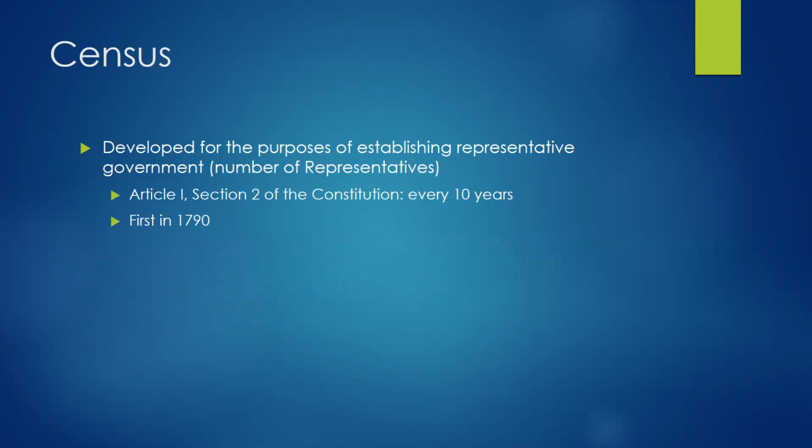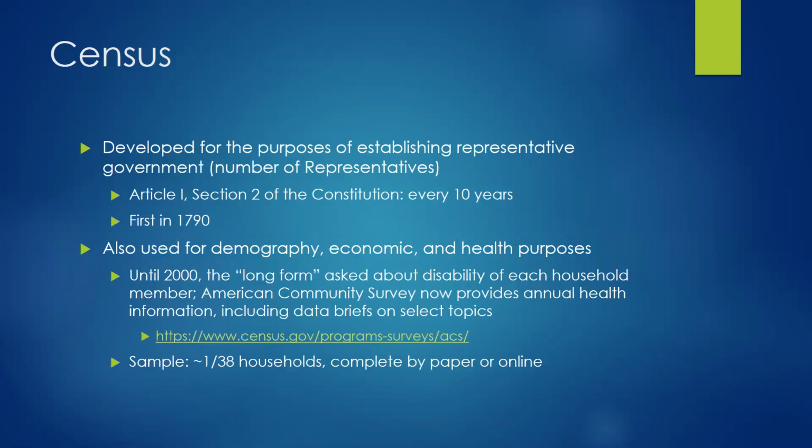The purpose of the census is not to give us health-related information, although it does a nice job of doing that. It was developed to establish the number of representatives that each state and district has. So this is actually part of the Constitution that we need to do this every 10 years, and the first one was done in 1790. But in addition to collecting just the number of people and basic demographic characteristics, there are a number of other data points collected as part of the census, including health status.